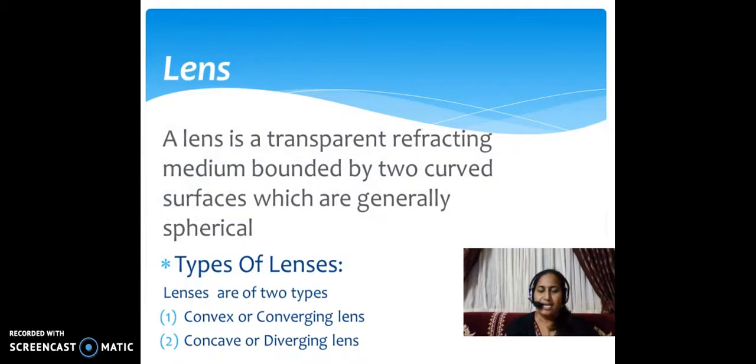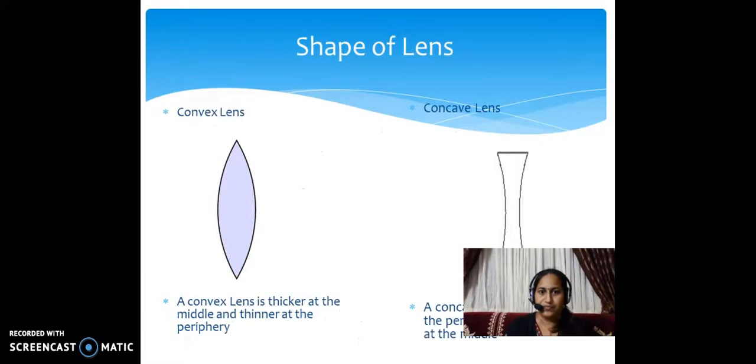What is a lens? A lens is a transparent refracting medium which is bounded by two curved surfaces which are generally spherical. So we have two types of lenses. One is a convex, another one is a concave lens. Convex lens is also called a converging lens, whereas the concave lens we call a diverging lens. And here I show you the shape of the lenses. The convex lens is thicker at the middle and thinner at the periphery. Whereas a concave lens is thicker at the periphery and thinner at the middle.